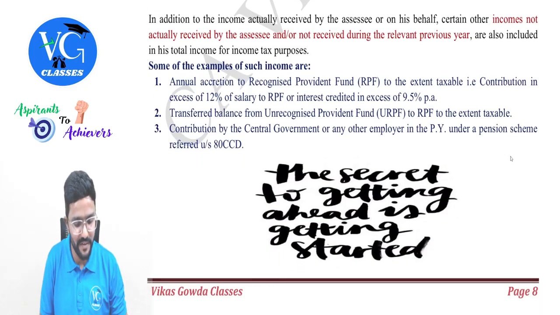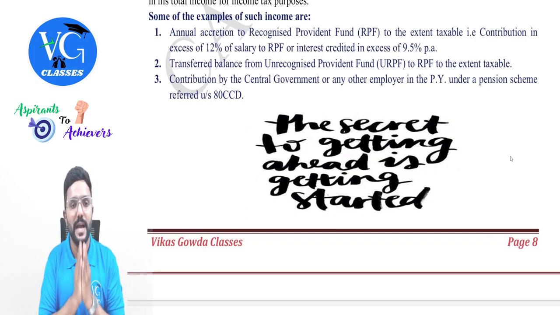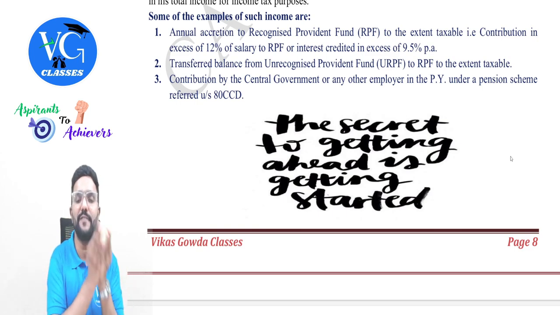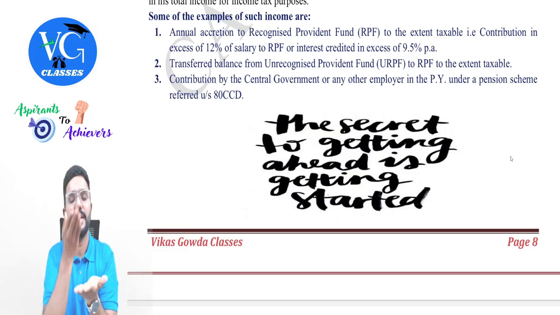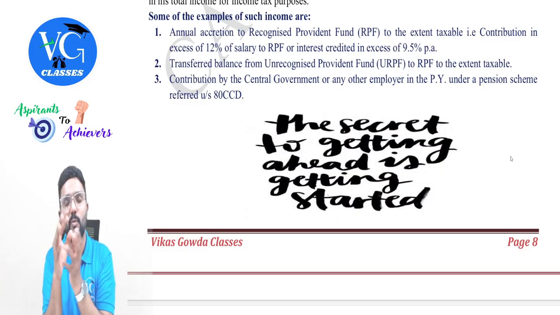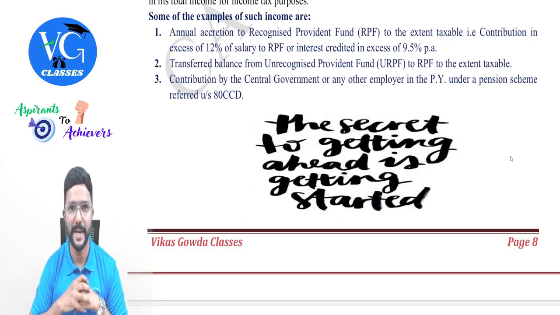Sir, how is it? I have given some examples. You can see some of the examples of such incomes are annual accretion, that is, employer contribution to recognized provident fund to the extent it is taxable. Transferred balance from unrecognized provident fund to recognized provident fund, because when a balance is transferred from unrecognized to recognized provident fund, whatever amount is getting transferred will be taxable in the hands of the employee, guys.